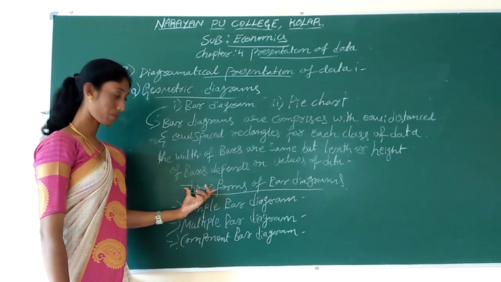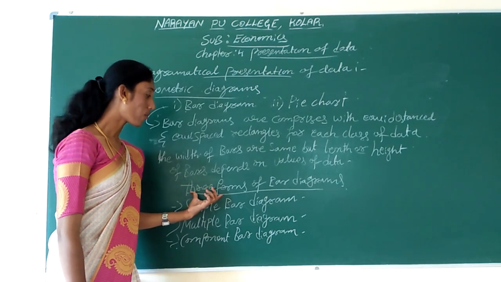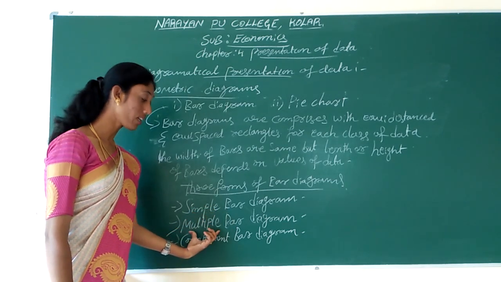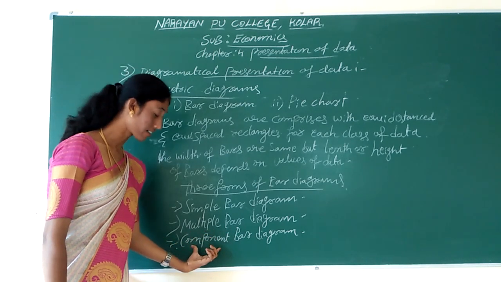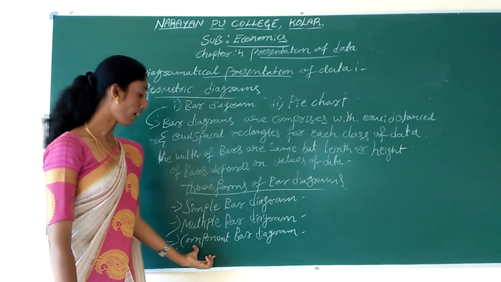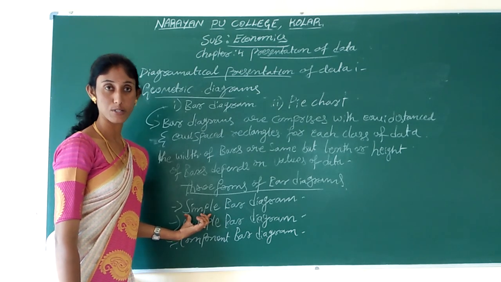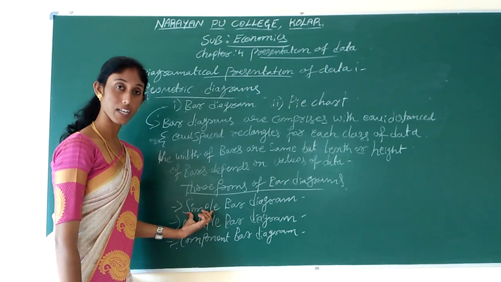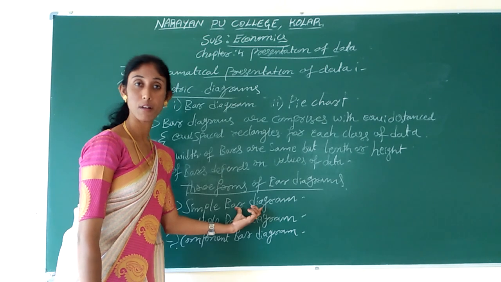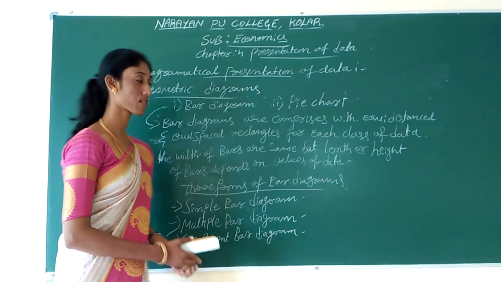Again, here, what are the three forms of bar diagrams? Simple bar diagram, second one multiple bar diagram, and third one is component or percentage bar diagram. Understood, right? Now we are going to discuss the simple bar diagram. Under the bar diagrams we are going to discuss the simple bar diagram, how to draw a simple bar diagram for the particular data.